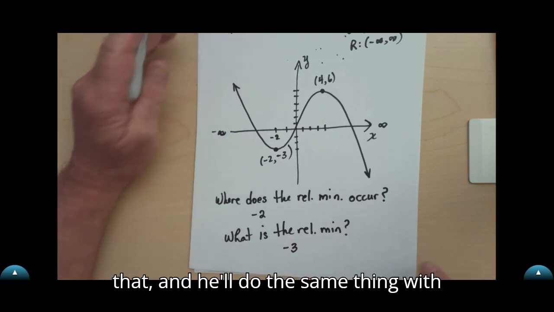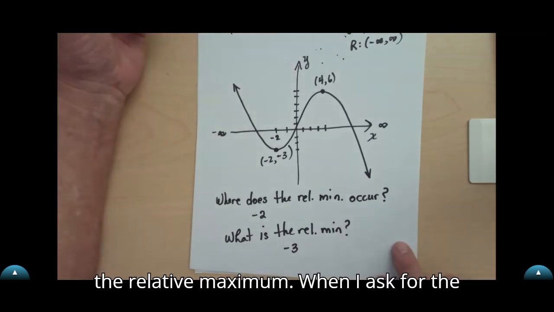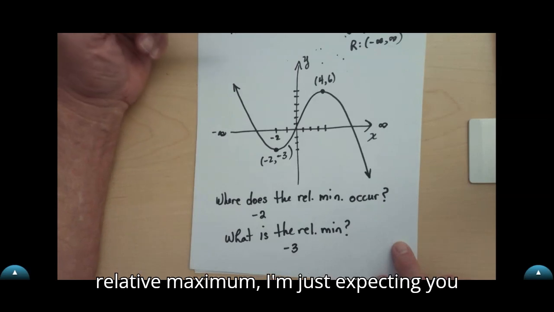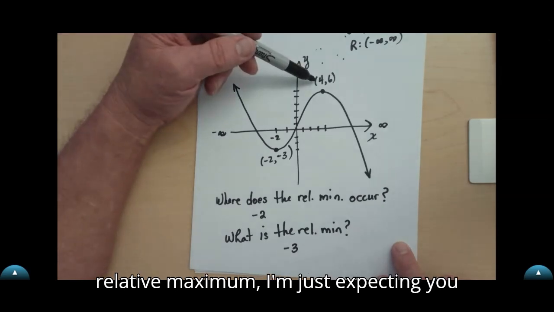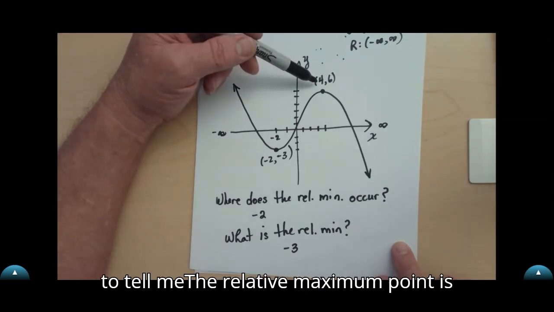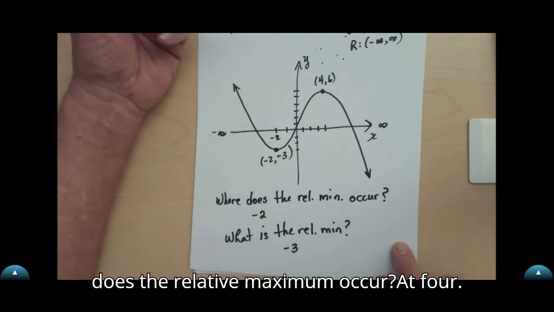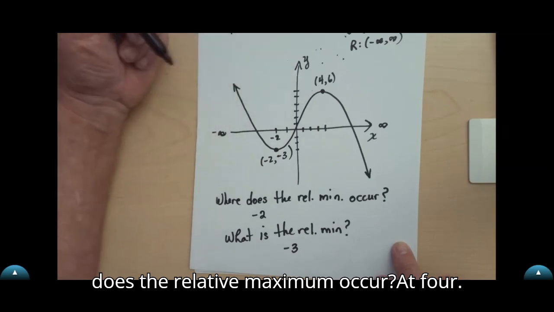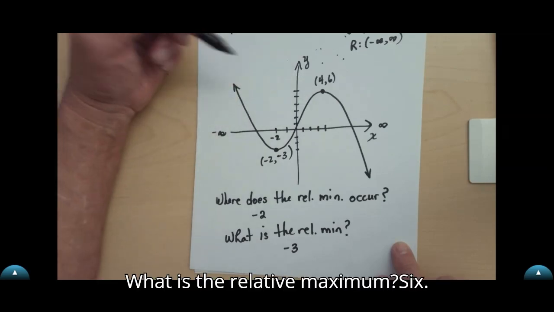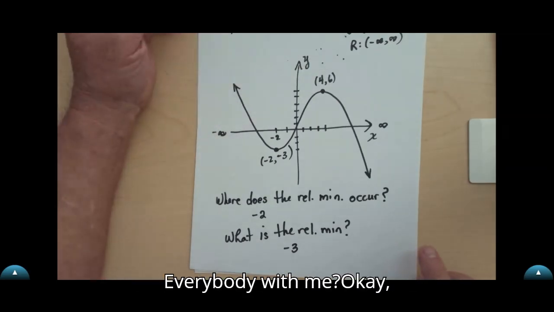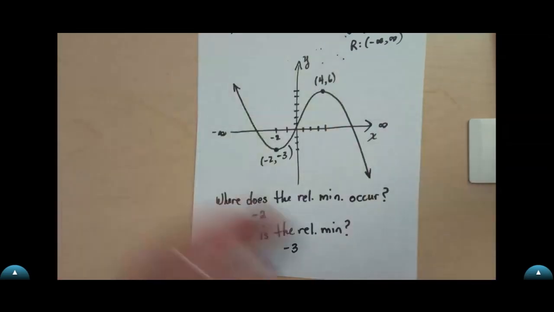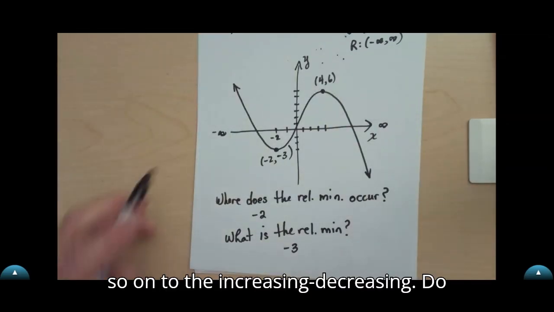So just know that, and he'll do the same thing with the relative maximum. When I ask for the relative maximum, I'm just expecting you to tell me the relative maximum point is the point (4, 6). He's going to say, where does the relative maximum occur? At 4. What is the relative maximum? 6. Everybody with me? Okay. So on to the increasing, decreasing.